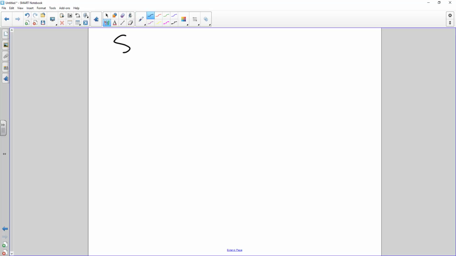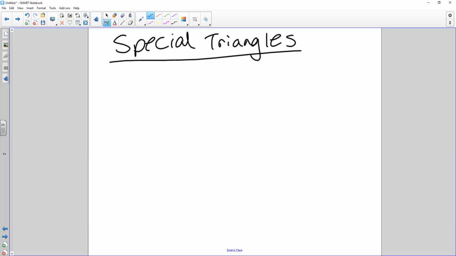So we are going to talk about two special triangles. The first one we're going to do is if I have sides of 1 and 1 on a right triangle. I'm going to generalize this, and we're going to come up with a relationship based on if I have legs of 1 and 1 for a right triangle.